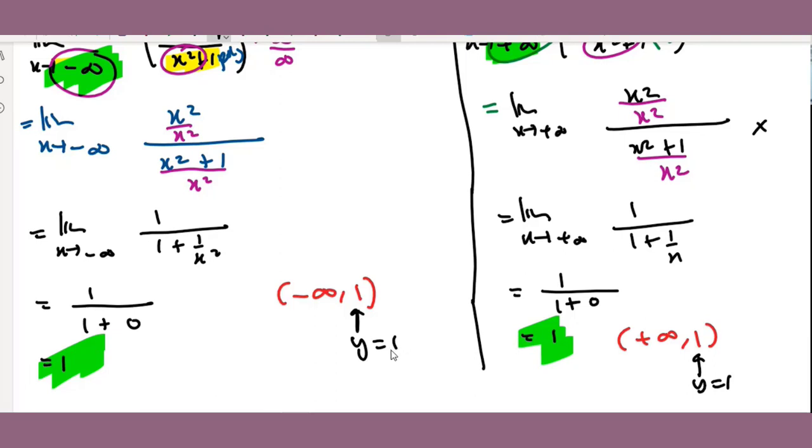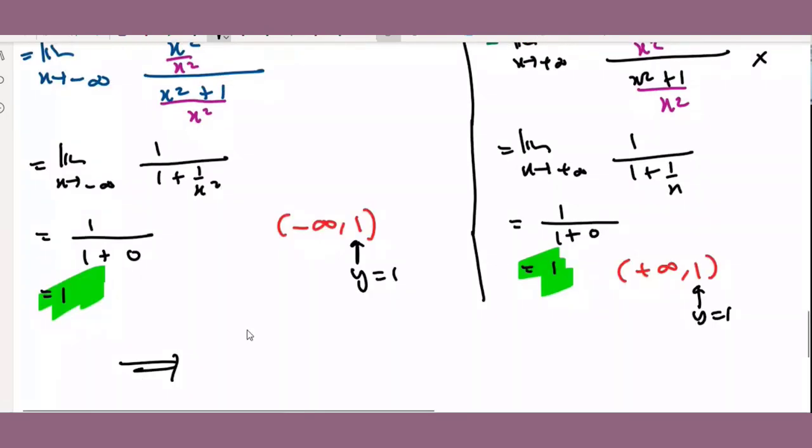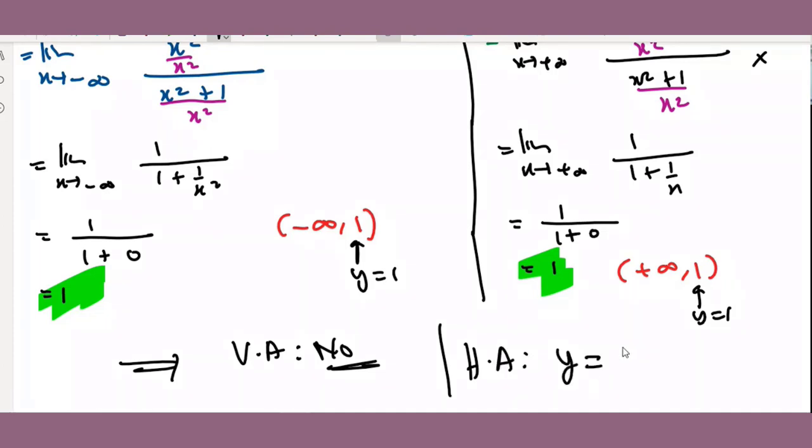So the conclusion for this function: no vertical asymptote. For horizontal asymptote, y is equal to 1. Just one asymptote, a horizontal asymptote. Okay, all. Settle?